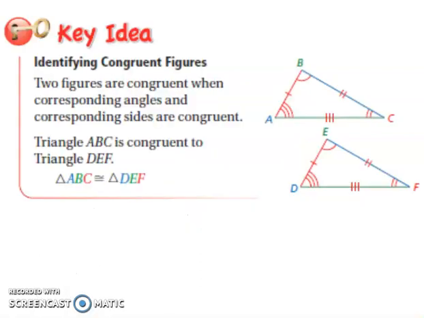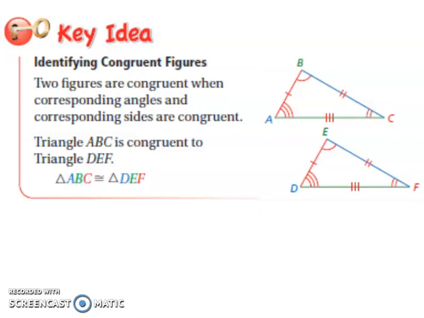Here we go. So another key idea. Before we talked about, hey, I know these two figures are congruent. What can I deduce from that? In this idea, it's a little bit different. We're saying, okay, what information do I know about the shapes? Can I conclude they are congruent from that information? So we're working a little bit backwards here. So the key idea here says two figures are congruent when corresponding angles and corresponding sides are congruent.